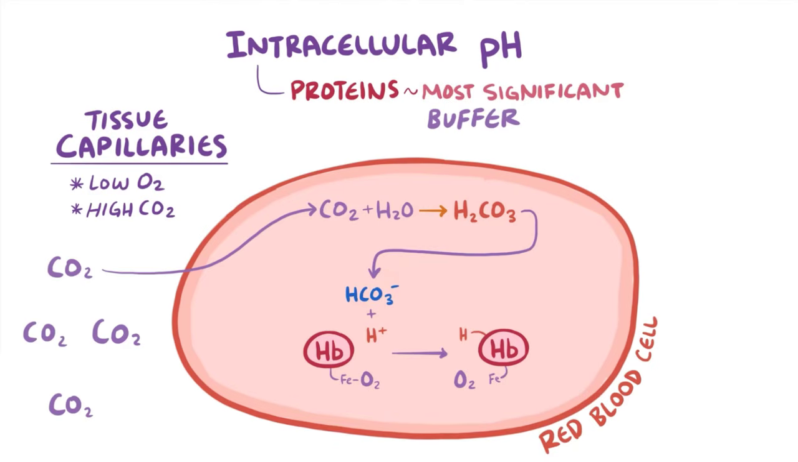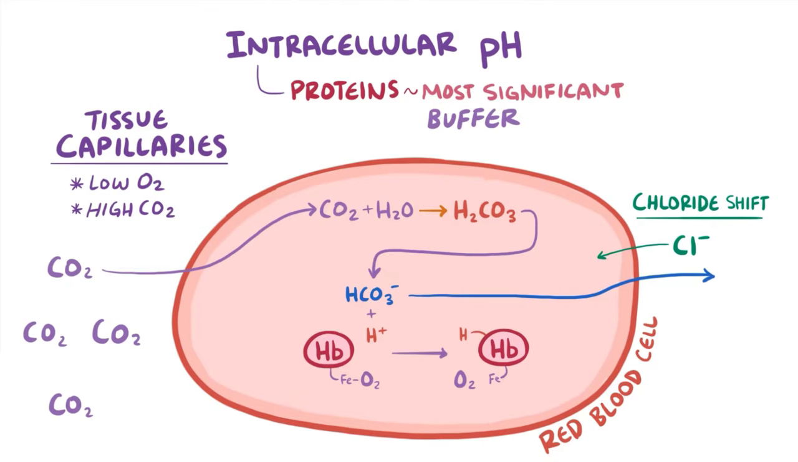To prevent the hydrogen ion concentration from rising too quickly, each deoxygenated hemoglobin binds hydrogen ions. The bicarbonate, on the other hand, moves into the plasma in exchange for chloride ions. This exchange, called the chloride shift, keeps positive and negative charges balanced.